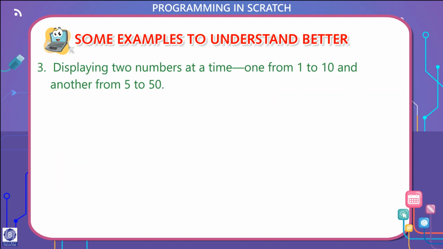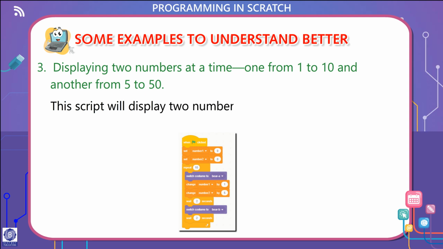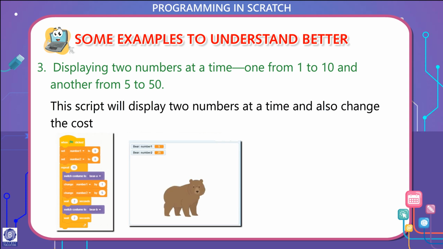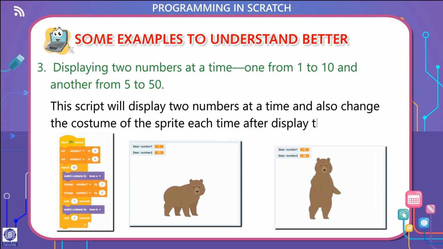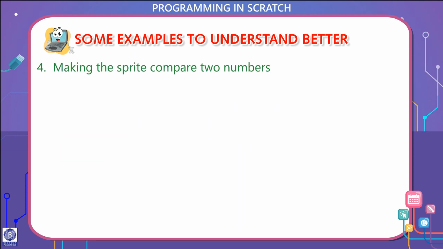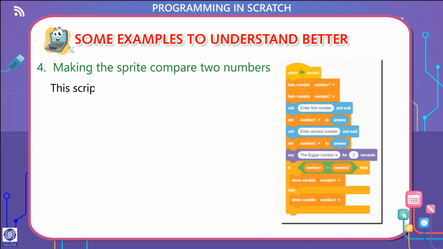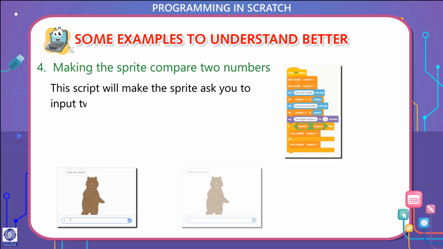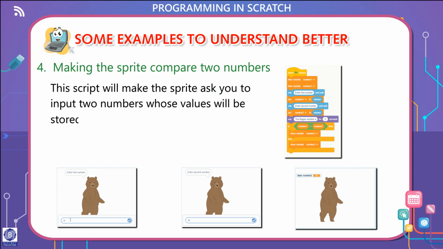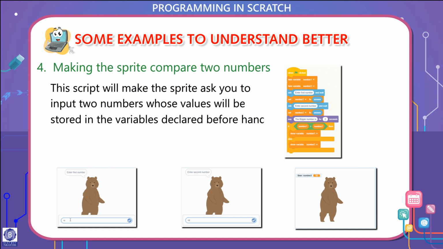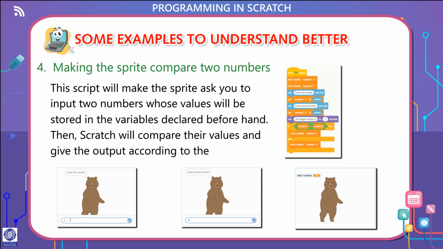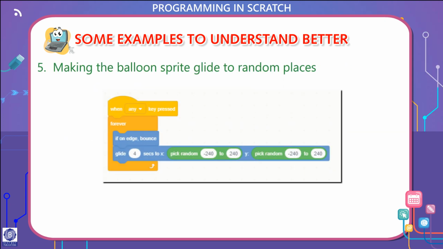Displaying two numbers at a time, one from 1 to 10 and another from 5 to 50. This script will display two numbers at a time and also change the costume of the sprite each time after displaying the numbers. Making the sprite compare two numbers. This script will make the sprite ask you to input two numbers whose values will be stored in the variables declared beforehand. Then, Scratch will compare their values and give the output according to the conditions. Making the balloon sprite glide to random places.